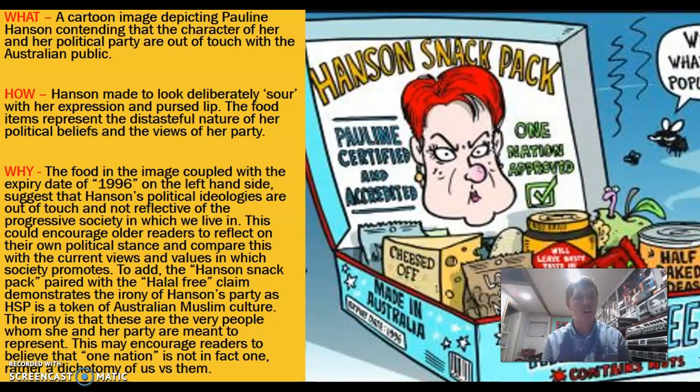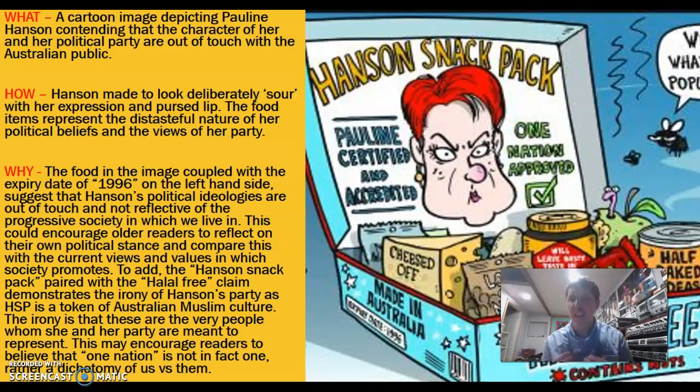So in my response, I've written the food in the image coupled with the expiry date of 1996. So I've taken two things. I'm looking at the food and I'm looking at the expiry date, and I'm joining them together. I'm not treating them separately. I'm interpreting it as holistically as I can, because they do link. There's a link there. On the left-hand side, suggests that Hanson's political ideologies are out of touch and not reflective of the progressive society in which we live in.